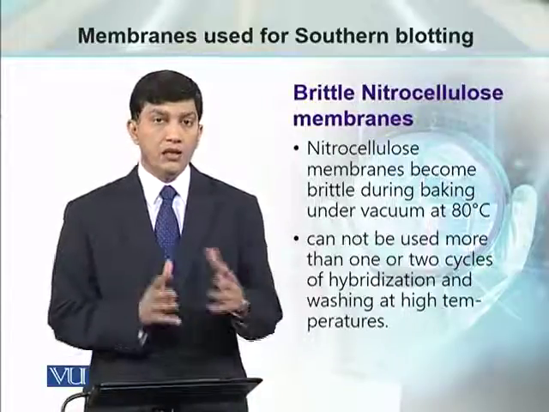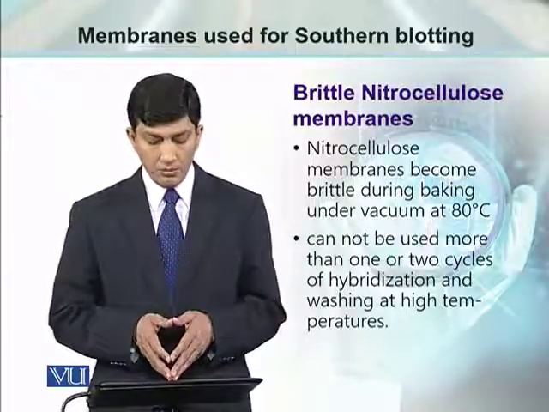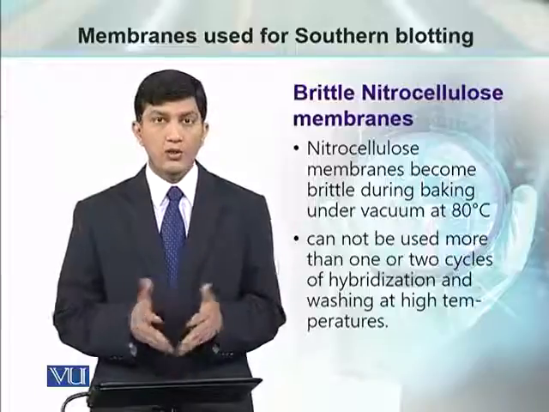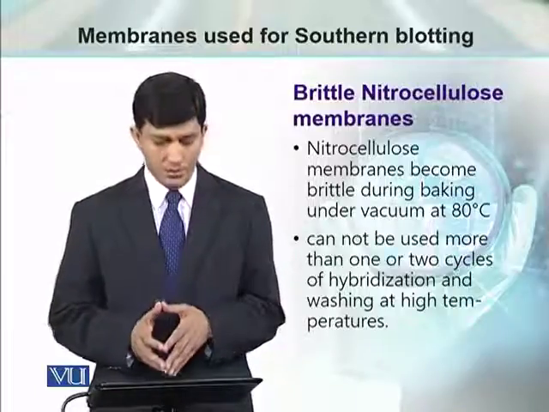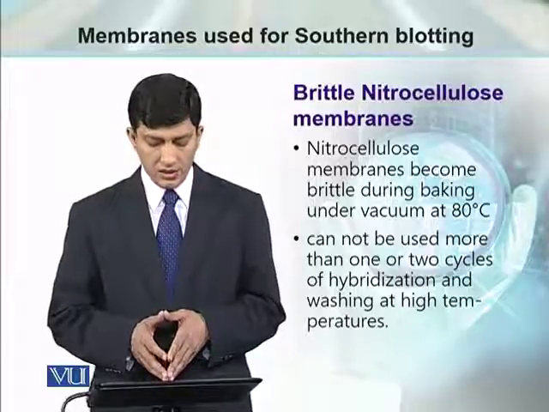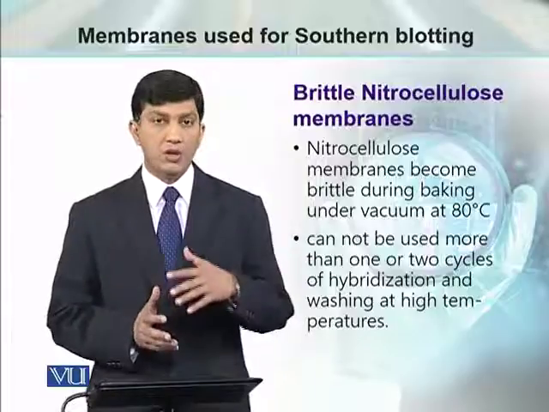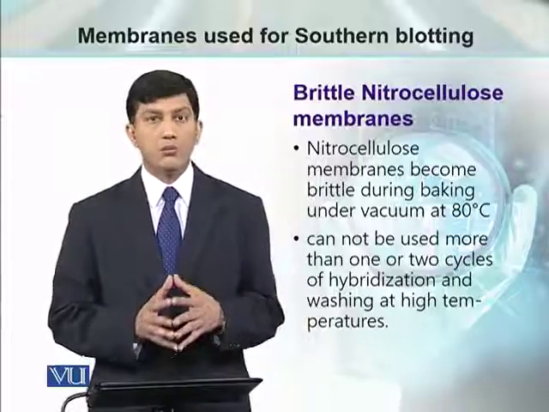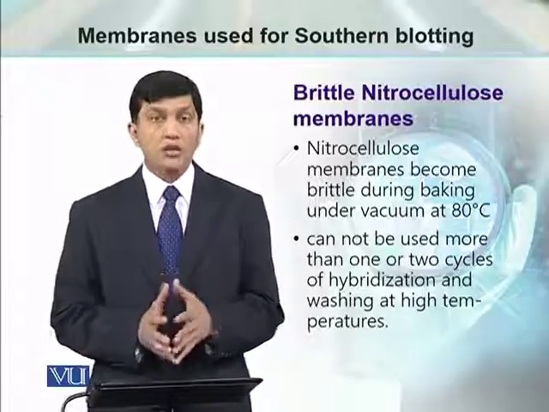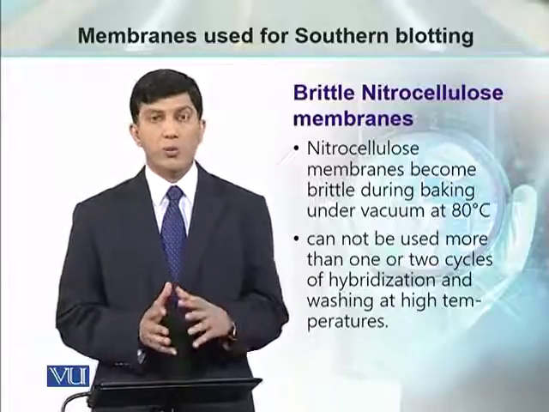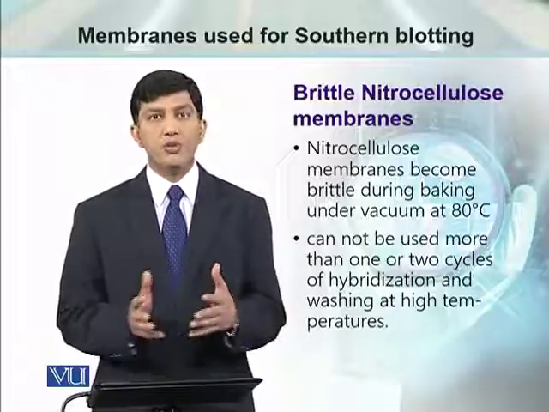And then the nitrocellulose membrane has another drawback that they become brittle during baking or during the processing at high temperature like 80 degrees centigrade. Therefore, these membranes become brittle and are more prone towards breakage or damage. And we cannot use these membranes more than once or twice for different probes hybridization.